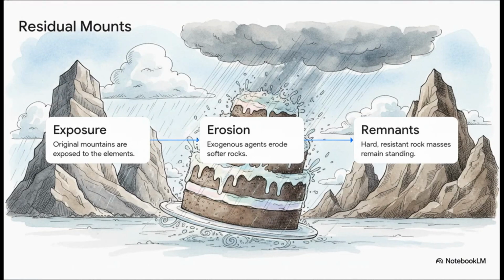On the totally flip side of that are circumdenudational or residual mountains. These are formed entirely by exogenous denudation. Okay, picture a beautifully layered cake left outside in a really heavy rainstorm. It's sad, I know. But the soft icing is going to wash away super quickly, leaving only the dense, hard cake layers standing behind. That's exactly what happens over millions of years. Agents like wind, rain, and glaciers erode the softer rock of ancient highlands. The hard, highly resistant rock masses that actually survive this relentless carving are left standing as isolated residual mountains.